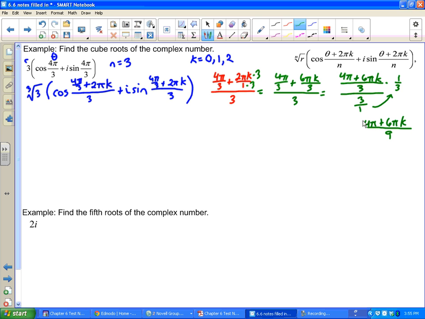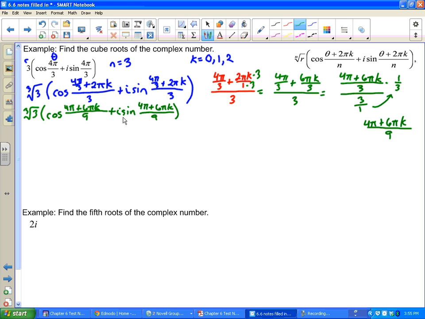So this is what I'm going to put in for my angle now. So I have the cube root of 3, and then I have cosine of 4 pi plus 6 pi k over 9, plus I sine 4 pi plus 6 pi k over 9.